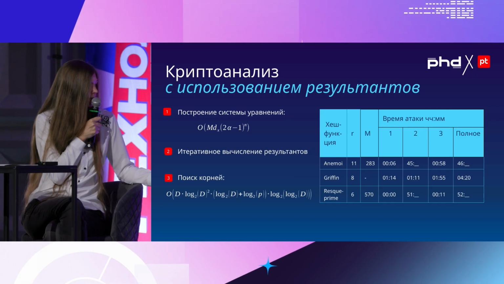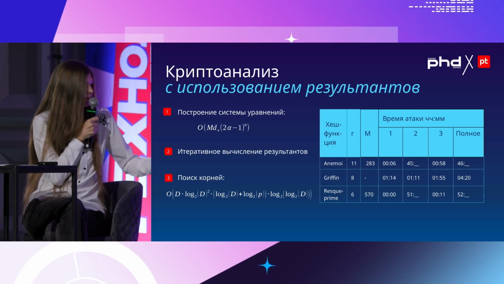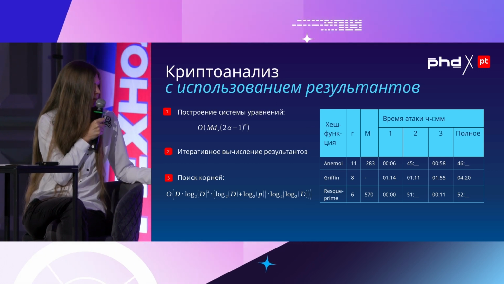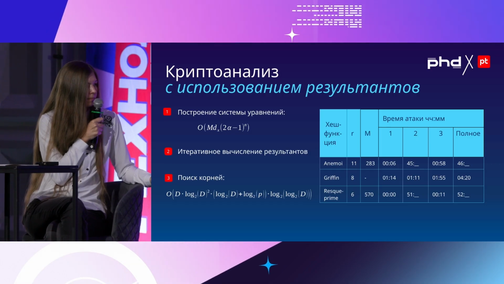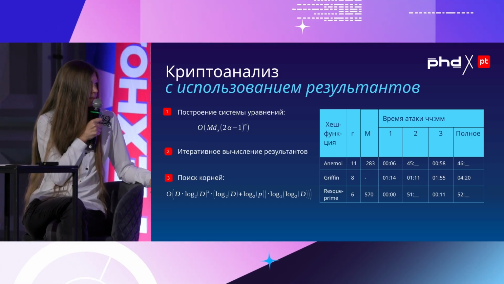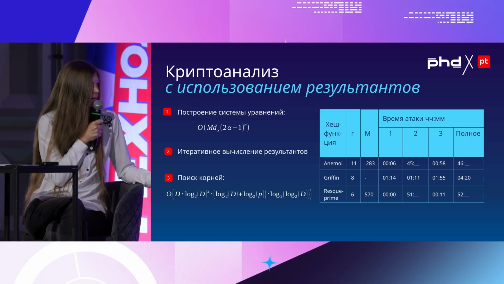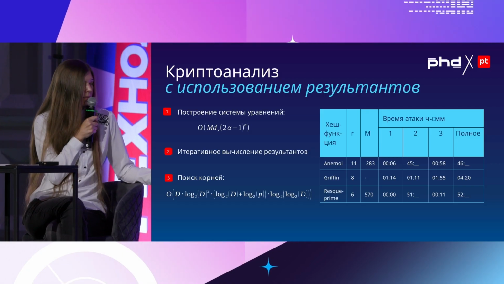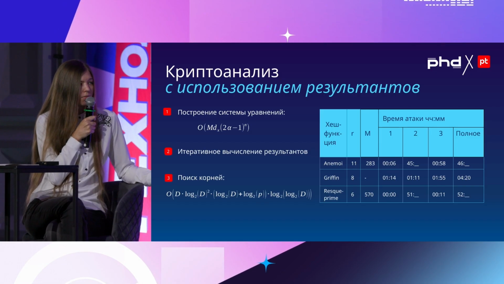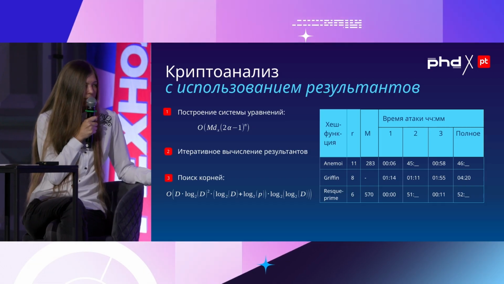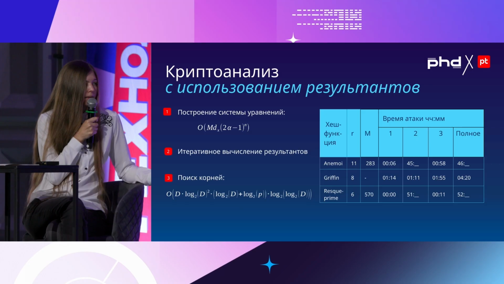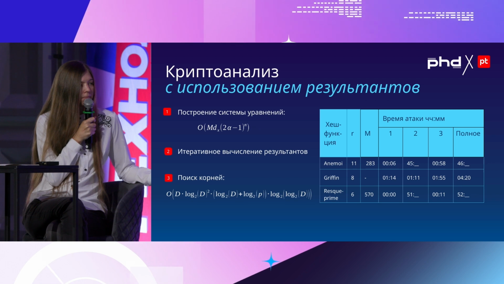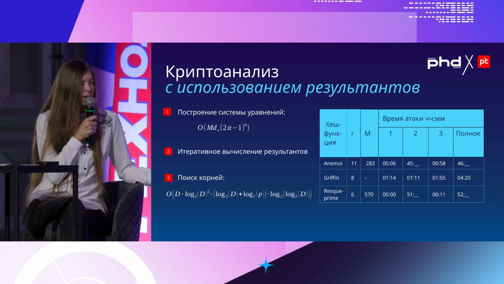The complexity of stages 2 and 3 is merged in the formula I'm showing. It depends on how effectively we have been able to encode the system; the time different stages take will differ significantly. So shown here are results of the attack against Anemoi, Griffin, and Rescue Prime.